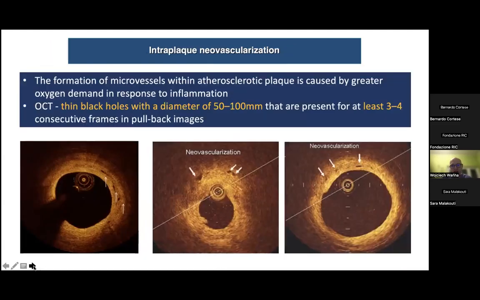The other feature of the vulnerable plaque in OCT is intraplaque neovascularization. How can we identify intraplaque neovascularization in OCT? We see black holes, as you see here in the image, black holes with a diameter of 50 to 100 micrometers that are present for at least 3 to 4 consecutive frames in the pullback images. Here you see the neovascularization.